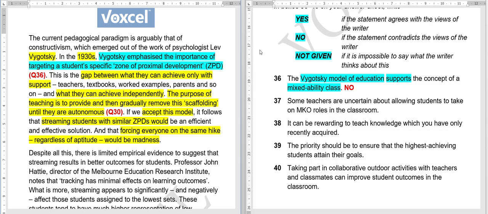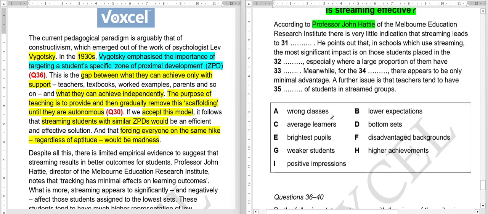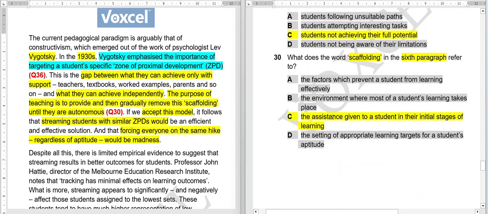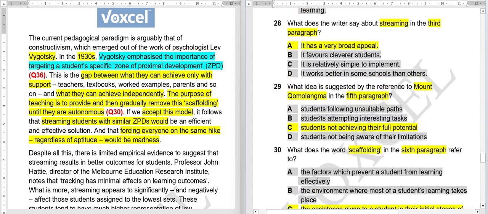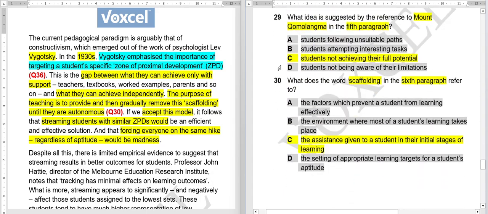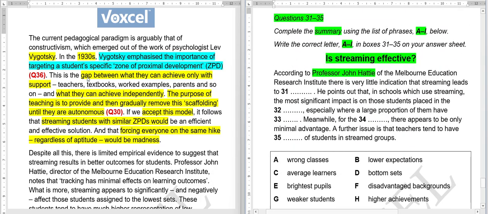Let's move to 37th. Some teachers are uncertain about allowing students to take on MKO roles. So wherever we find MKO roles in the classroom, then we will read this particular question. Clear? Okay, so we have done all these MCQs 27, 28, 29, 30. So now I believe we should be reading Professor John Hattie.